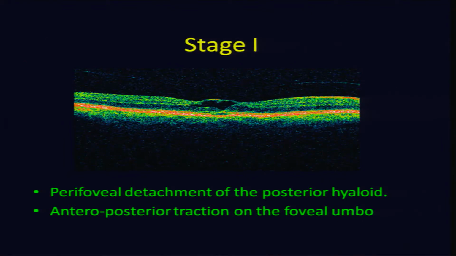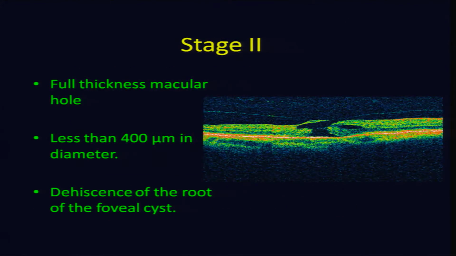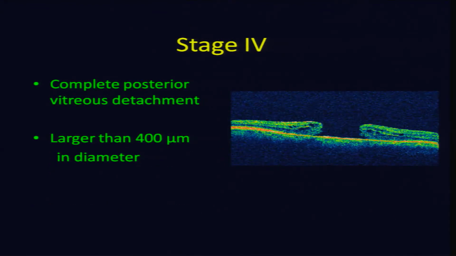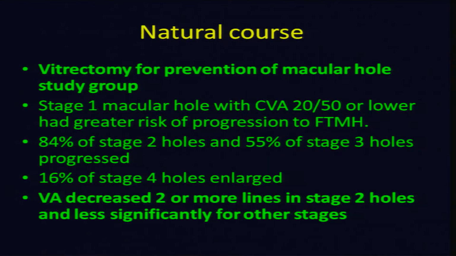Now, stage 1 is when there is a perifoveal detachment of the posterior hyaloid, and anteroposterior traction is there, but many of the stage 1s may close on their own, or may not progress, and that is why many people would not consider doing any surgery in stage 1. But when there is a separation of that inner layer, then you have a lamellar separation, which is stage 2. Usually it's less than 400 microns. And then we have a PVD induction, which is starting to occur, but there will be some attachment in stage 3. And if there is total PVD induction with a large hole, then it is stage 4.